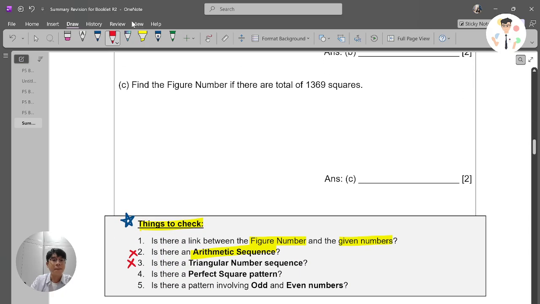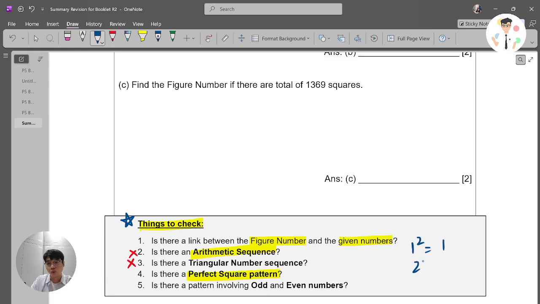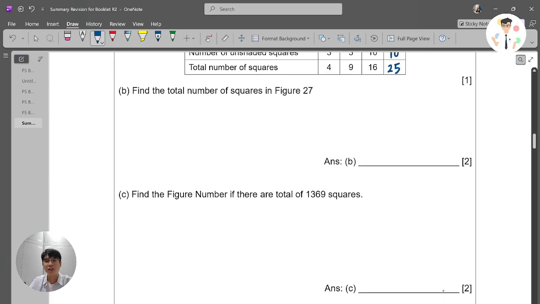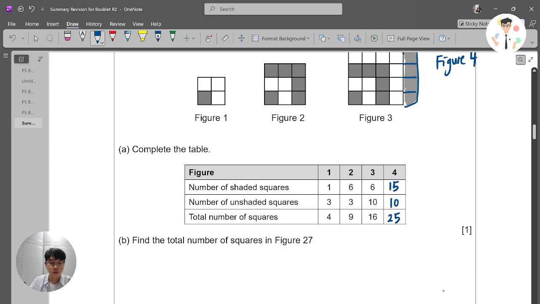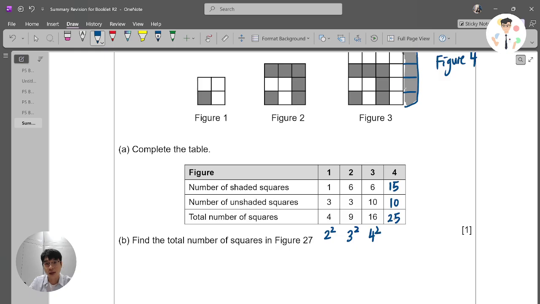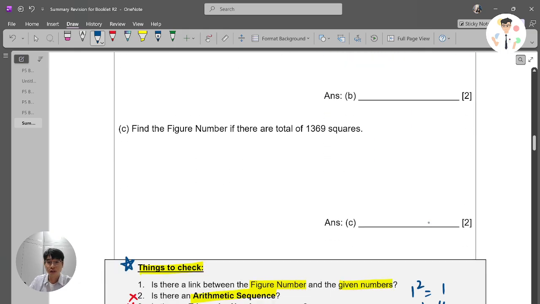Number 4, is there a perfect square pattern? Now, what is a perfect square? I know that you know, it basically means that 1 square is 1, 2 square is 4, 3 square is 9. So it's like 1, 4, 9, 16, 25, and so on, right? Now, did you notice any perfect square here? If you look at it, you should be able to recognize it very clearly. This 4 is actually 2 square. 9 is actually 3 square. 16 is 4 square. 25 is 5 square. Now, with that, you should also notice something. But let's go through the steps here.